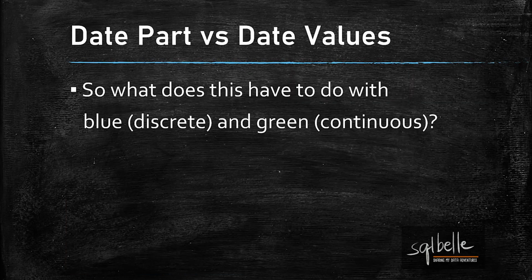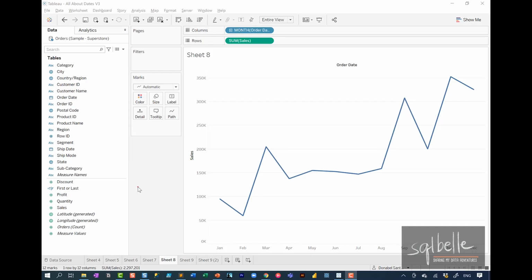So now, the question is, what does this have to do with blue and green then? Remember that blue and green pertain only to how we want to display our data. Blue or discrete pills give us headers, and green or continuous pills give us axes. So let's take a look at Tableau. If, for example, what we have is a discrete date part, in this case we have month of order date.